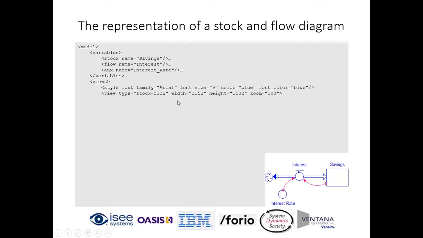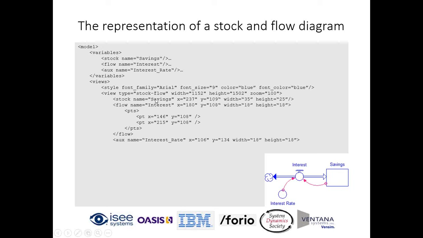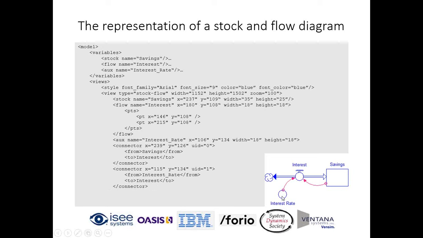This simple model here for display purposes, so here's our variables. We have a style here that tells us that we want these to be blue by default, in a font size of 9 in Arial. And then I have my stock flow view here. I have the stock. I have its position and size. The flow has points from here to here that tell me where it is. I have the position of this auxiliary. I have this connector, and it tells me where it's going and from where to where, and its position as well.